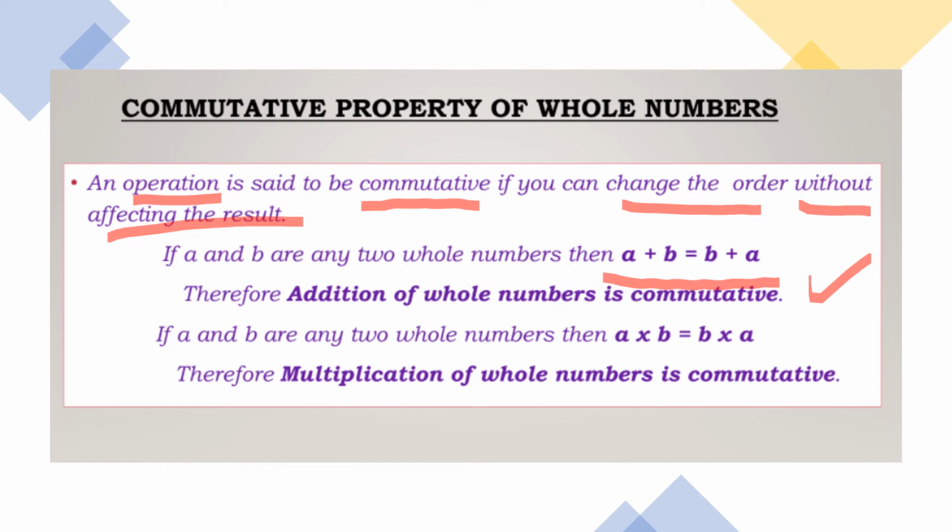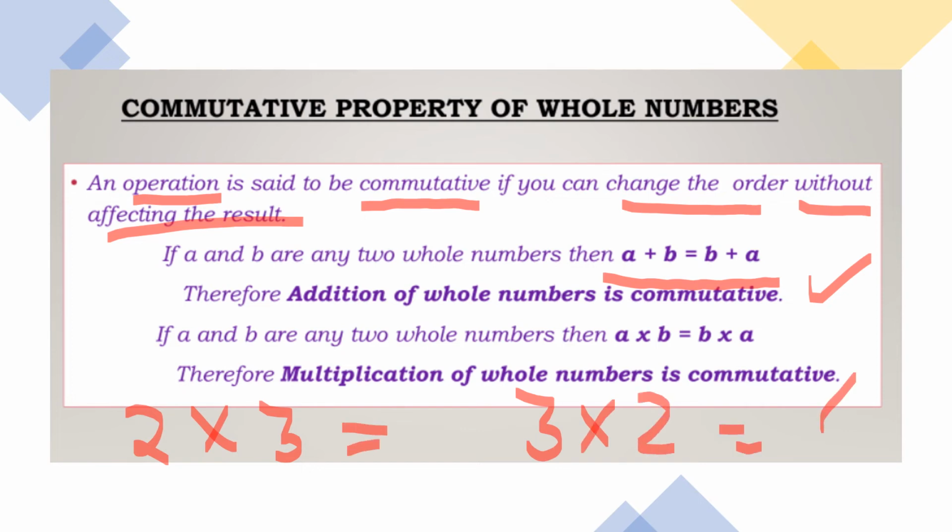Similarly, if you multiply two whole numbers, that means A into B will be equal to B into A. Just take an example, multiply 2 into 3 and 3 into 2. The answer for both of them will be equal to 6. So there is no change in the result. Thus multiplication of whole numbers is also commutative.